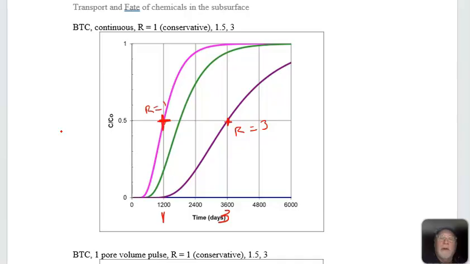And this one looks like it's at 1.5. That's for a continuous source. And you notice these all have the same dispersion coefficient. It's spread out a little more because it takes more time to get there.